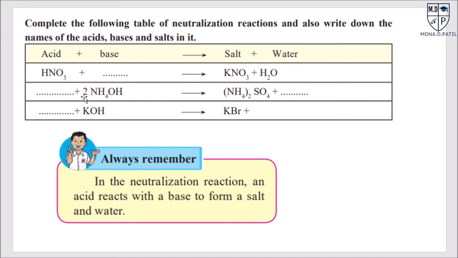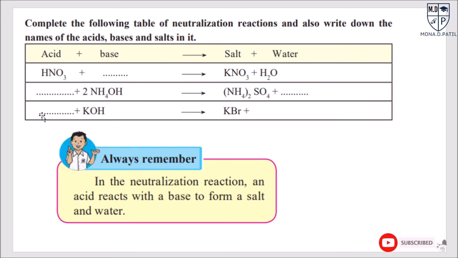Here the acid is not given, only the base is given. So ammonium hydroxide reacts with the acid, then we obtain NH4 2 SO4, and SO4 means H2SO4. Hydrogen we will attach here, so H2SO4, sulfuric acid, will be obtained, and along with this salt the next component left in the product is what? Water. So H2O. Here KOH and KBr.